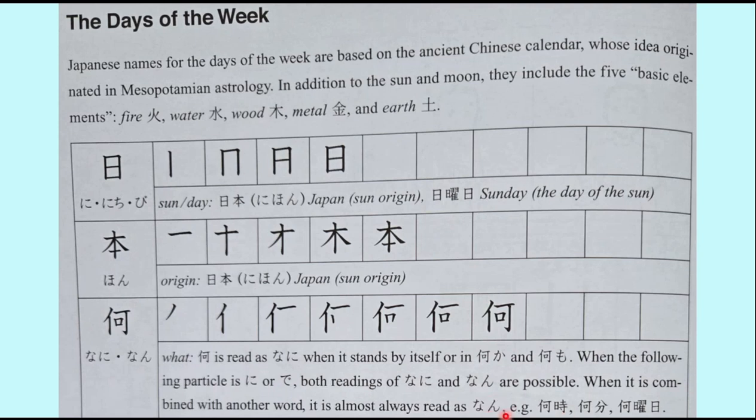But when it is combined with another word, it is almost always read as nan. For example, nanji, nanfun, nanyobi. So this is the difference, this is how nani and nan will be when it will be called nani and when it will be called nan. So before we go into the next slide, this is for sun or day. This is for tree. This is for root or hon, root or book, that is origin or book, and this is for what.